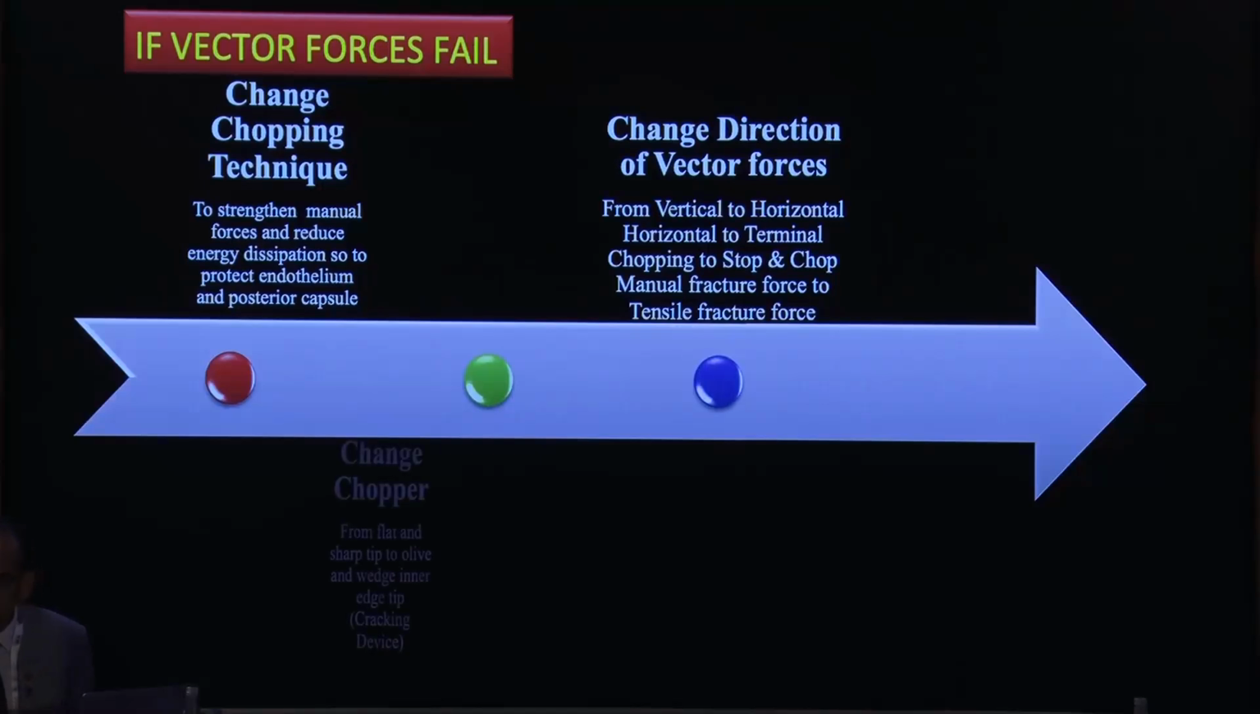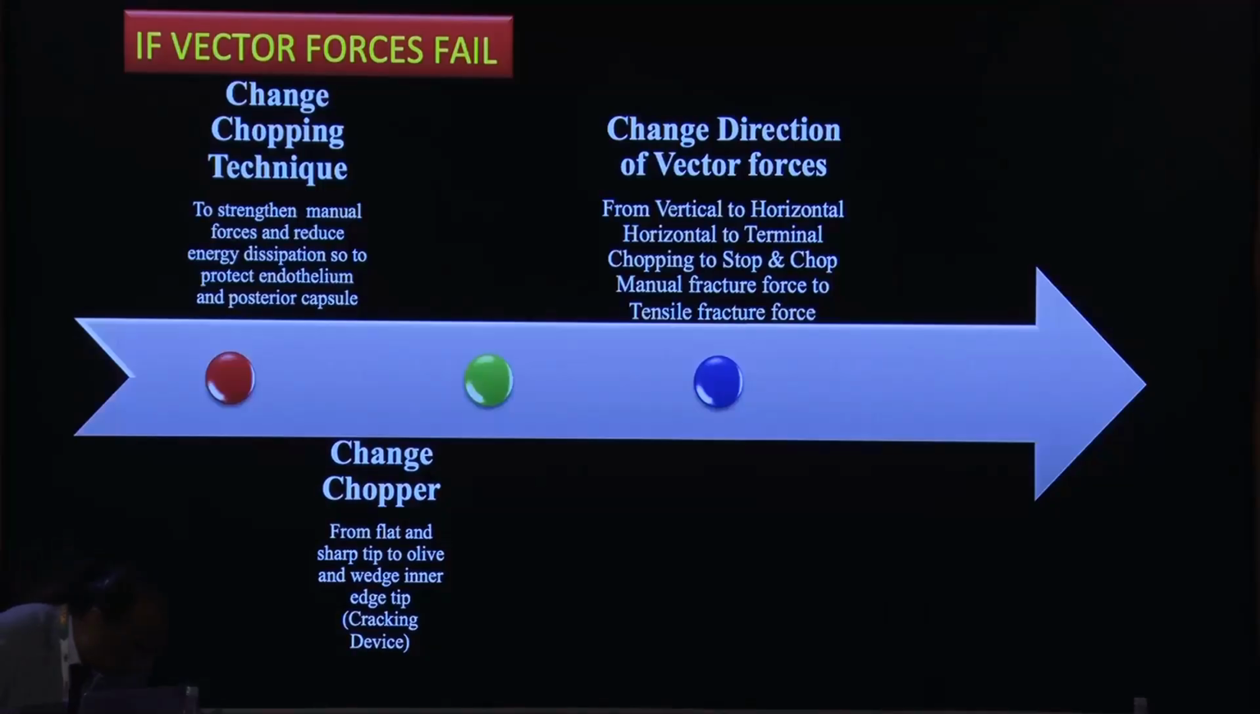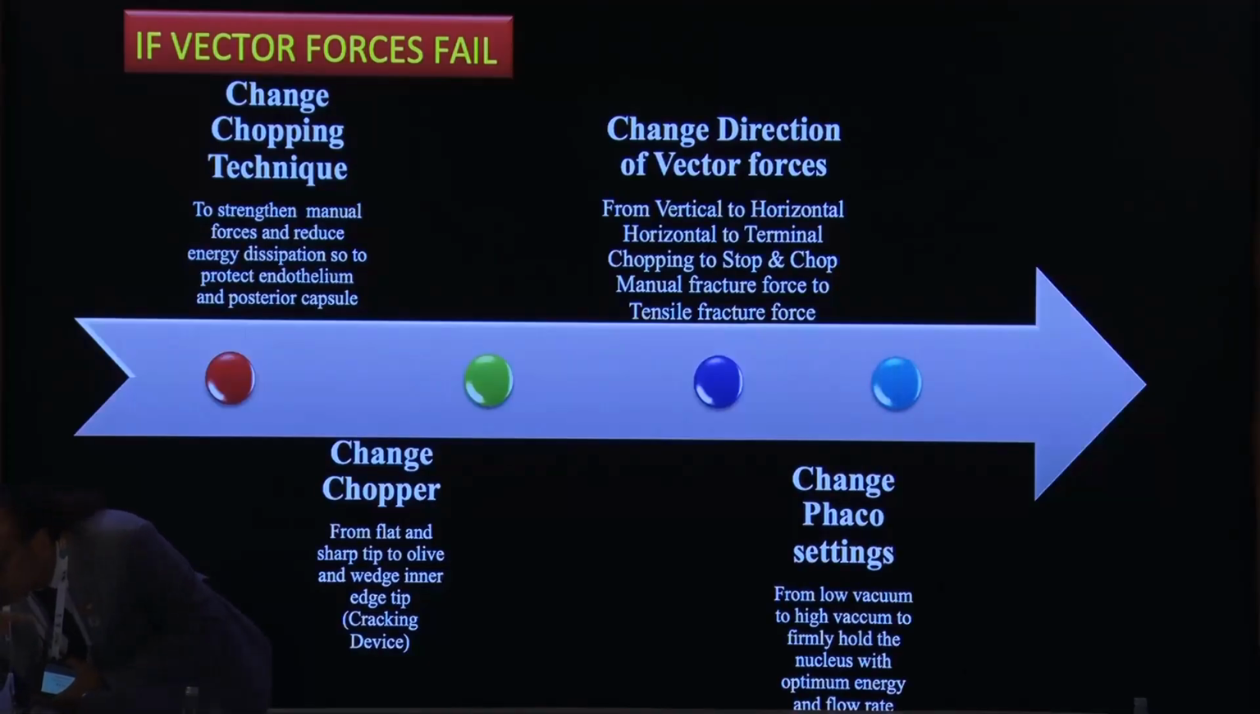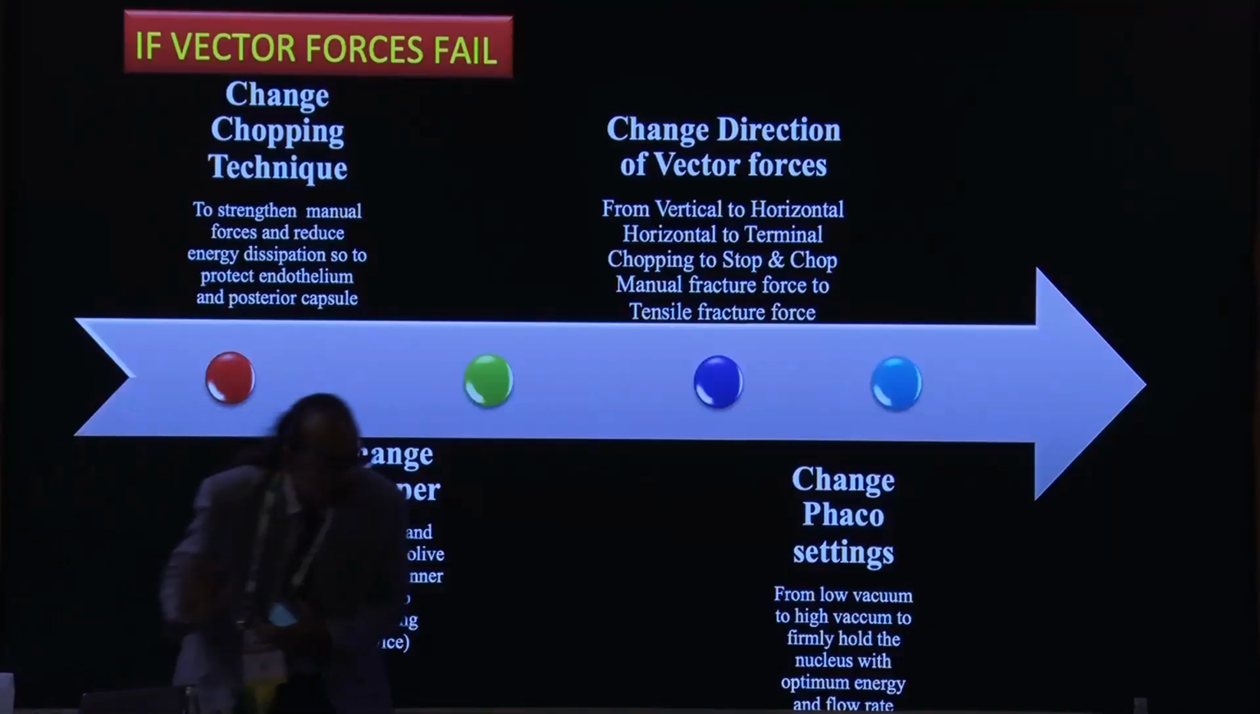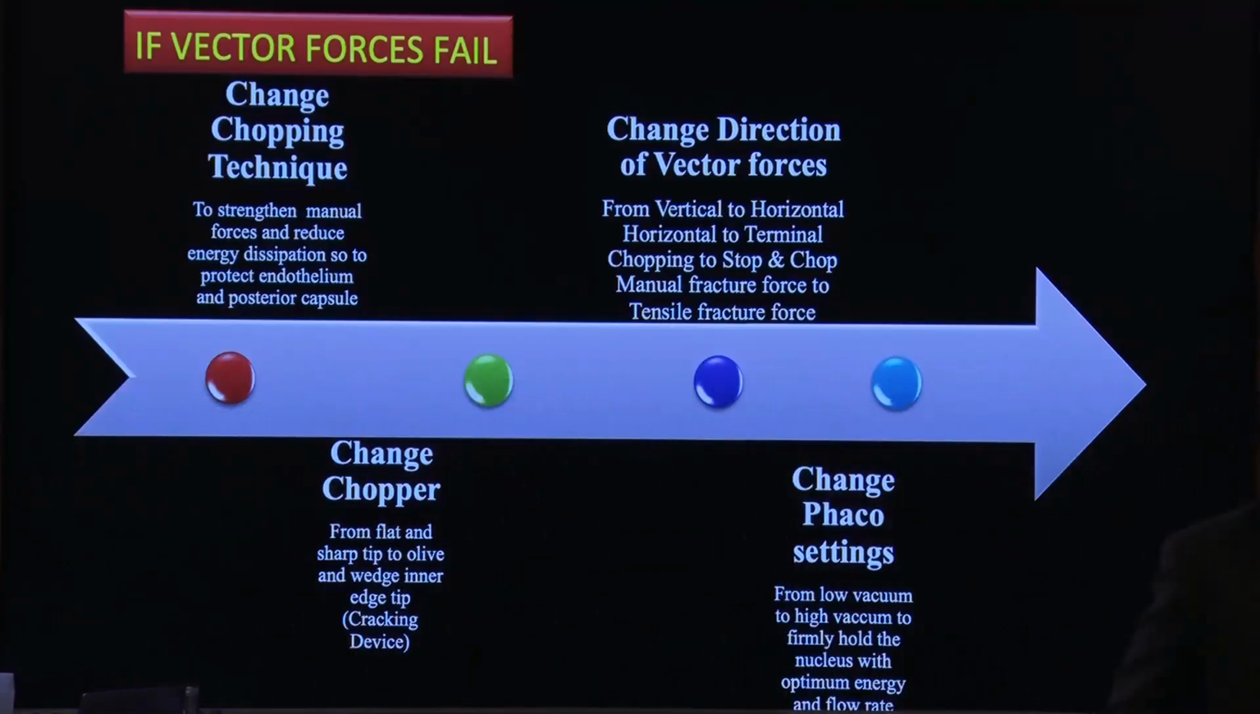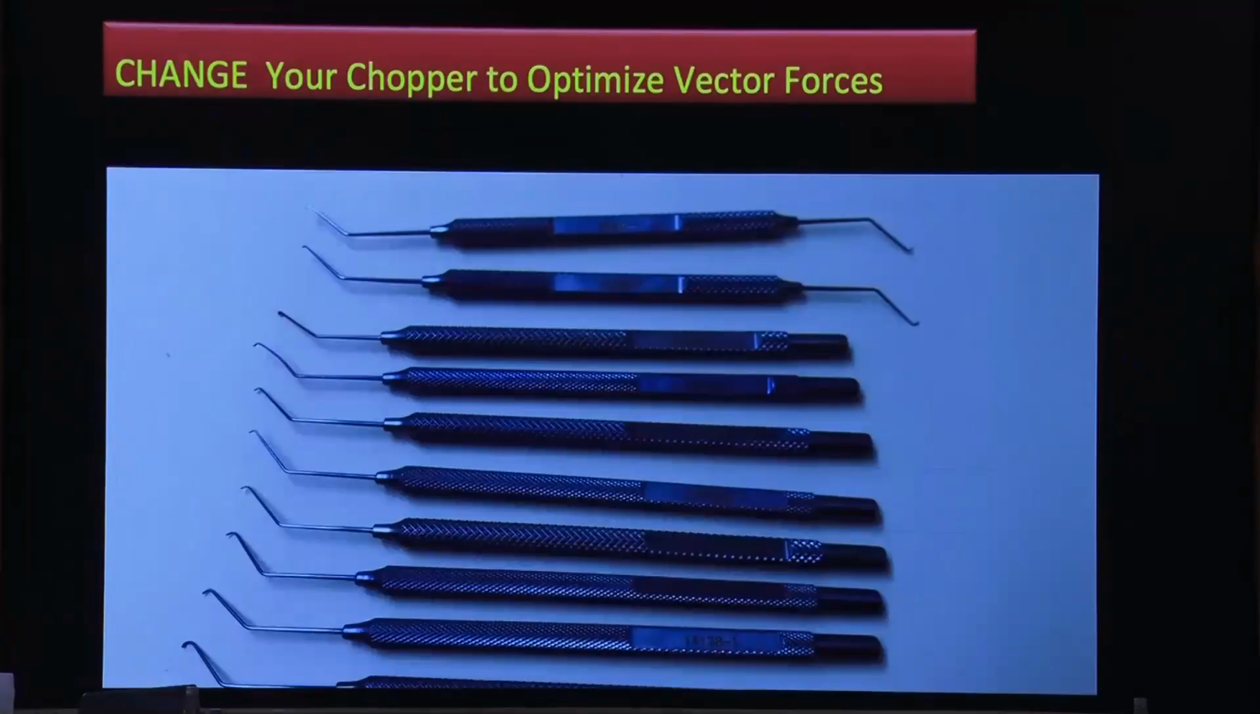And if you are changing the direction of the vector forces, then you'll have to change the chopper also. See, these sharp chopper or thin chopper, flat choppers, you'll have to change the chopper if you are not getting the fracture. And if you are changing the chopper, then you have to change your phaco settings also. You have to increase or decrease the vacuum. You have to increase or decrease the irrigation and aspiration mode. So all these things would happen.